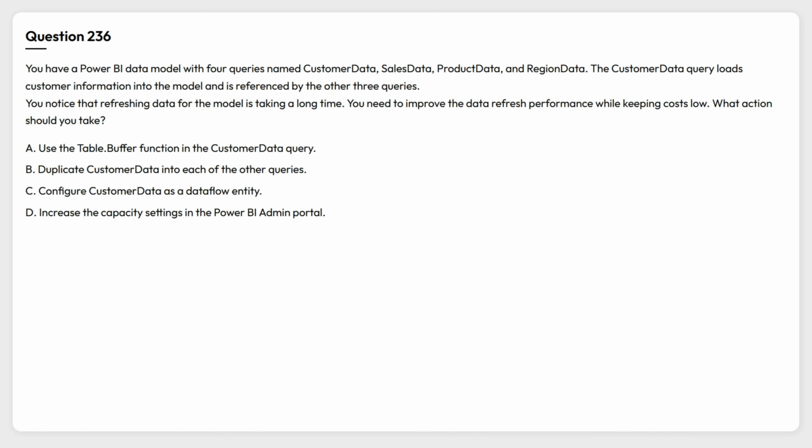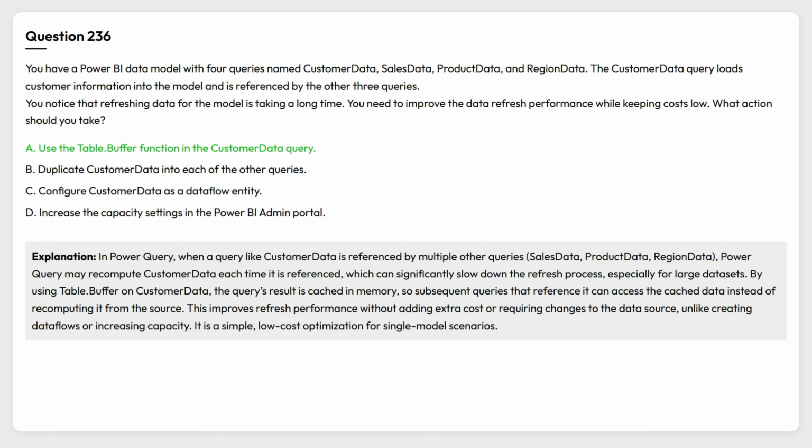Option A. Use the table.buffer function in the customer data query. Option B. Duplicate customer data into each of the other queries. Option C. Configure customer data as the data flow entity. Option D. Increase the capacity settings in the Power BI admin portal. The correct answer is option A. Use the table.buffer function in the customer data query.